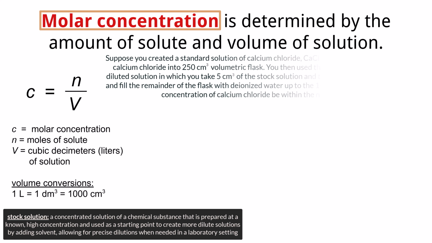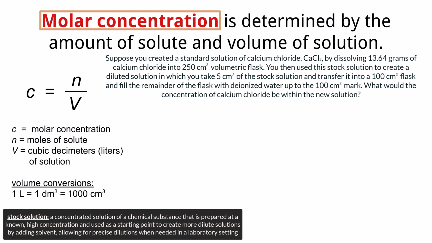Suppose you created a standard solution of calcium chloride, CaCl2, by dissolving 13.64 grams of calcium chloride into a 250 cubic centimeter volumetric flask. You then use this stock solution to create a diluted solution in which you take 5 cubic centimeters of the stock solution and transfer it into a 100 cubic centimeter flask and fill the remainder of the flask with deionized water up to the 100 cubic centimeter mark. What would the concentration of calcium chloride be within the new solution? To solve this, we can use two different versions of this equation.